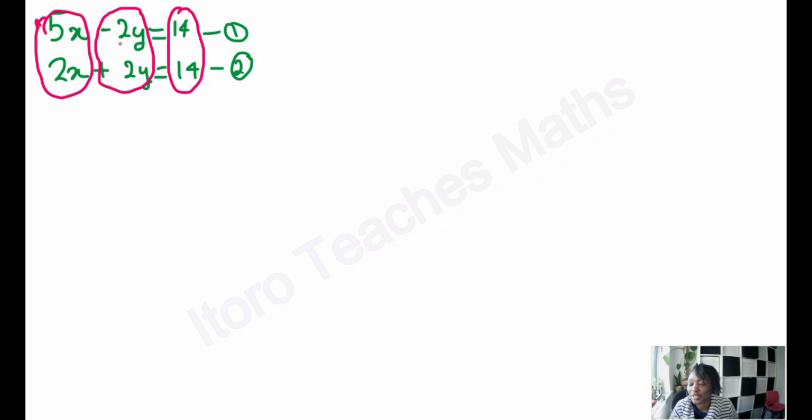Anyway, once they're aligned, the key here is to look for the pair that have the same coefficient. The signs may not be the same, but look out for the ones where the coefficients are the same. So this is 5 and 2. They are the coefficients of x. They're not the same, so that will be quite a bit awkward to work with. But this is minus 2 and plus 2. So we have two 2's, right? As I said, never mind the sign. This you can work with.